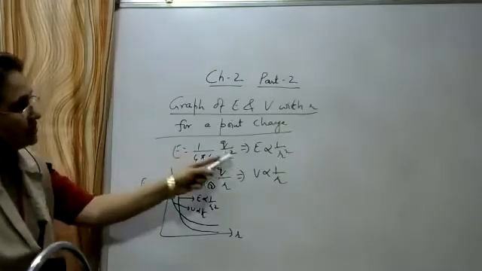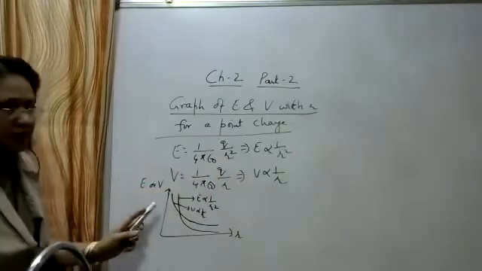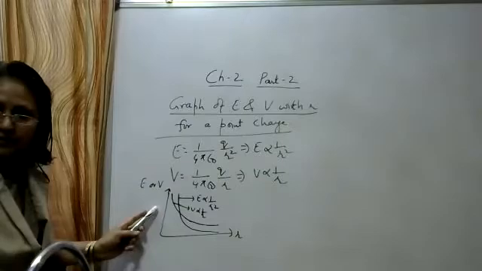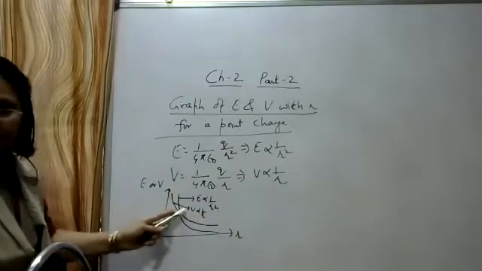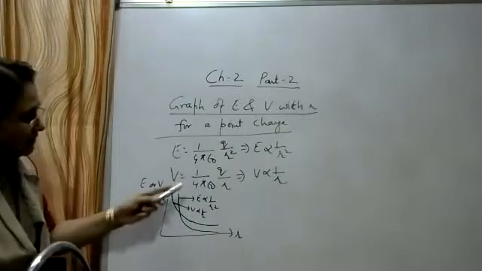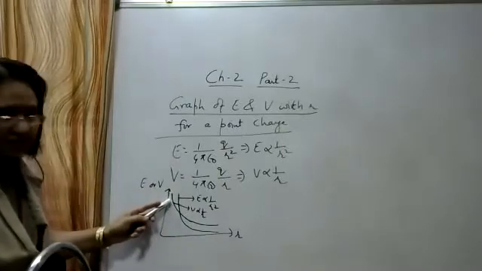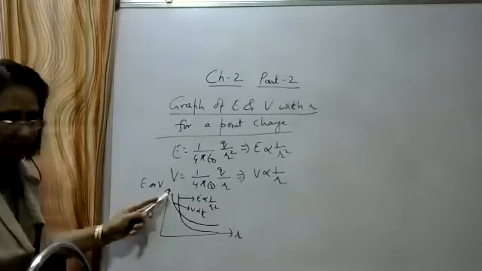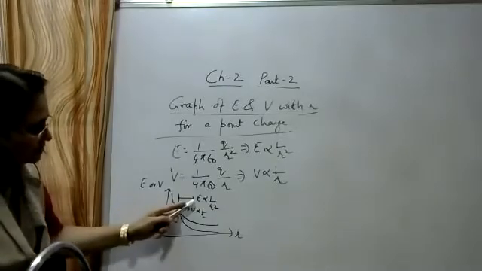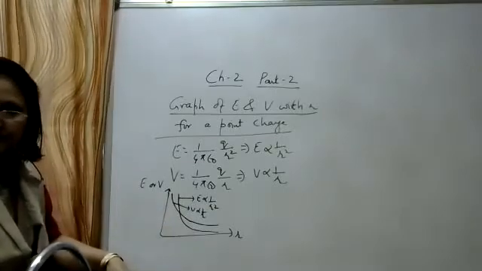For a point charge, E is inversely proportional to R square. For a point charge, V is inversely proportional to R, and both we have plotted in the same graph. Otherwise, if you plot it in a separate graph, it is a curved line. But if both are plotted in the same graph, then the one which is inversely proportional to R, that is V, will be closer to the y-axis. The one which is inversely proportional to R square will be closer to the x-axis.